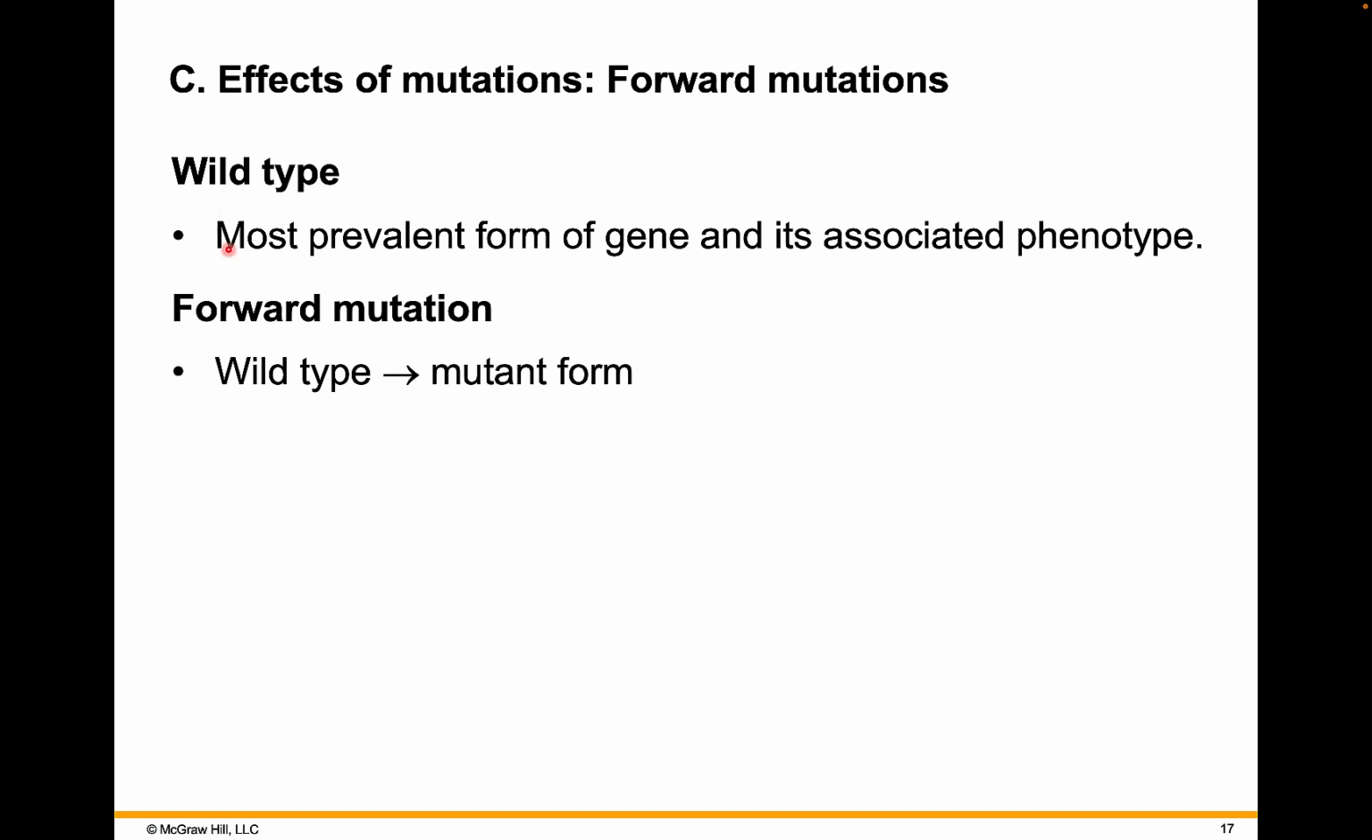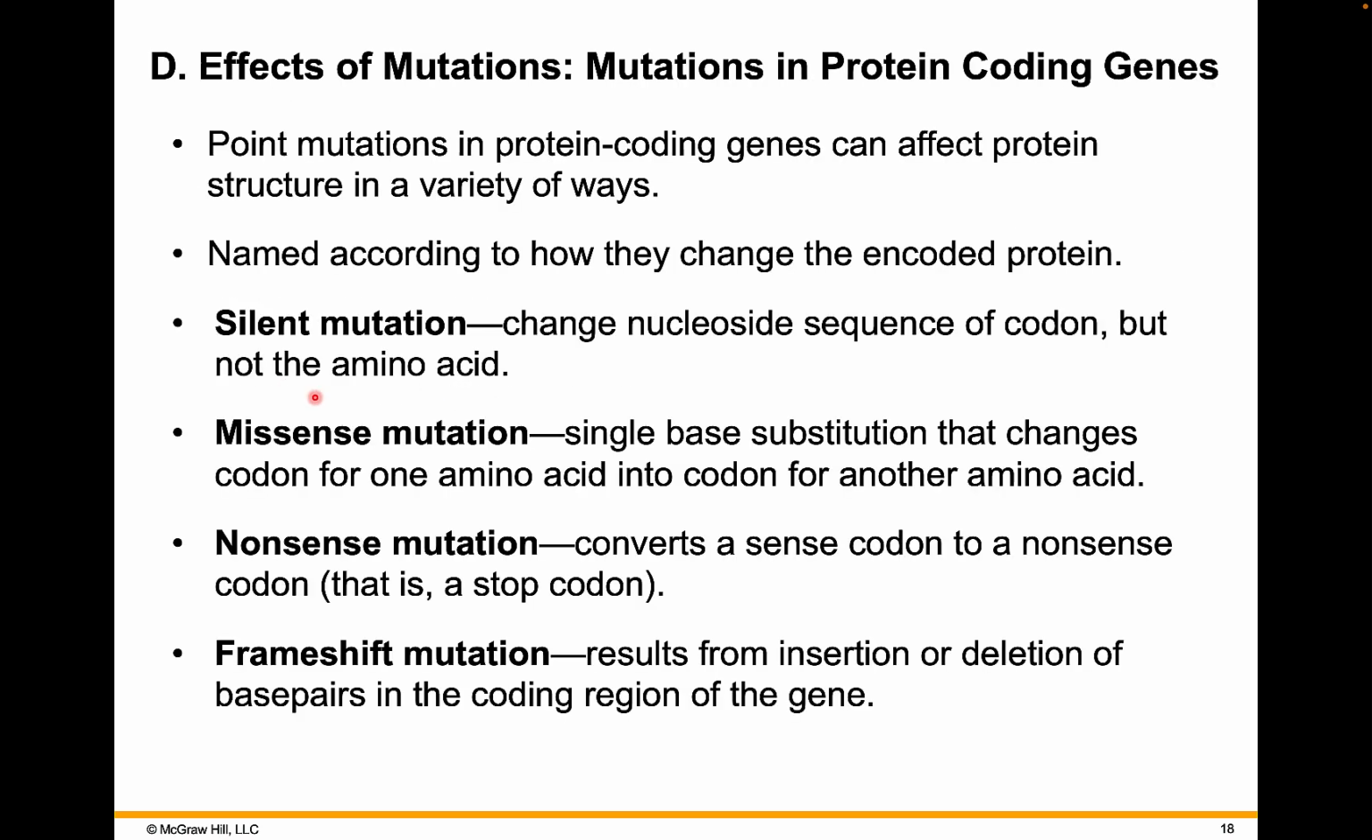After that, we are looking at the effects of the mutation and how the mutation is carried forward. So we already talked about that. What is the wild type, the most prevalent form of the gene and associated phenotype? And the forward mutation basically changes the wild type to a mutant form, which is less common and is different from the wild type. So we are looking at a protein coding gene, the point mutation in protein coding genes can affect the protein structure in a variety of ways. And they are called a silent mutation, missense mutation, a nonsense mutation.